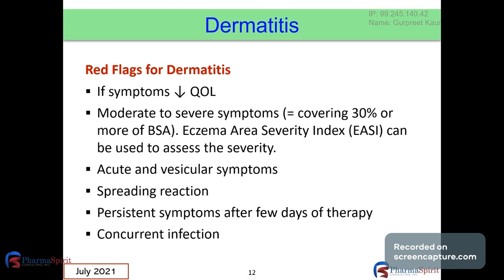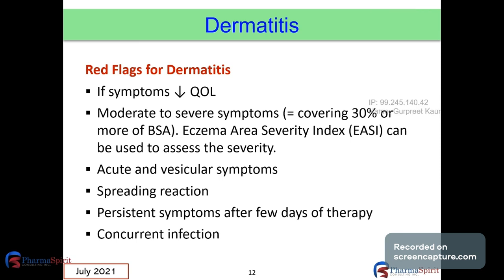Here are some red flags when a patient comes to you in the pharmacy with skin dermatitis. When should you refer the patient to the physician? First, if the symptoms reduce the quality of life. So if the symptoms are so bothersome to the patient, or if the symptoms interfere with the patient's daily life, in this case, we have to refer the patient to the physician. Also, when the patient has moderate to severe symptoms, defined as eczema that covers 30% or more of the body surface area, we can use what we call the eczema area severity index.